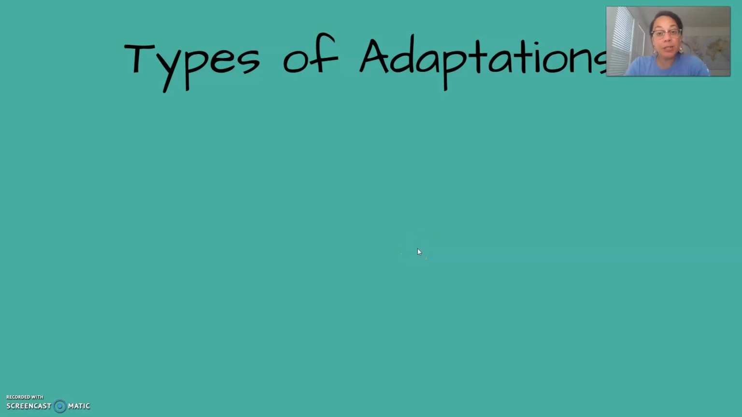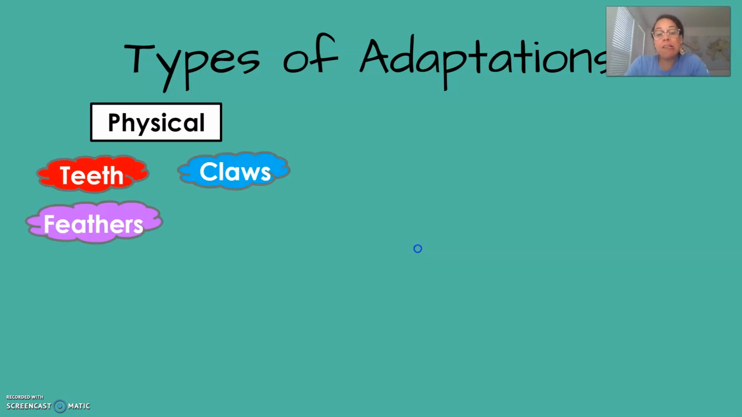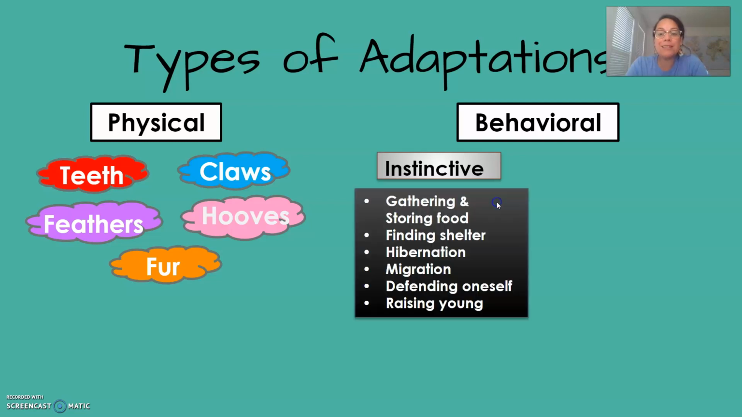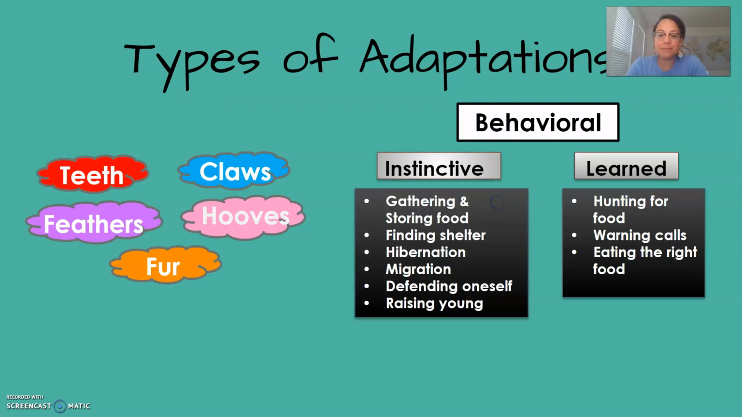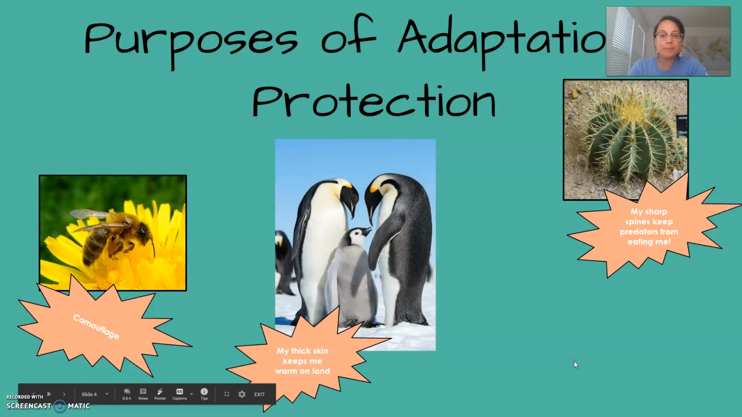Let's explore types of adaptations. We've got physical adaptations. Those could be teeth, claws, feathers, hooves, fur. This is how an animal is built and made and how it looks in order to survive. There are also behavioral adaptations, which can be learned or instinctive. And that's how an animal or an organism will gather food, how it will find shelter, hibernate, defend itself. So let's look at some of these.